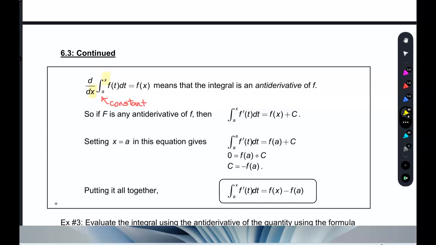It could be f of theta d theta. It could be f of w dw. You just want to use a different variable. It's kind of just like a placeholder.